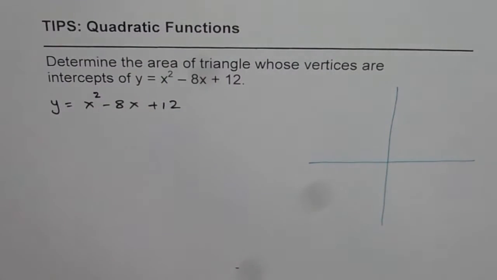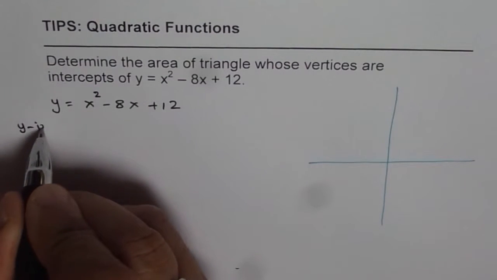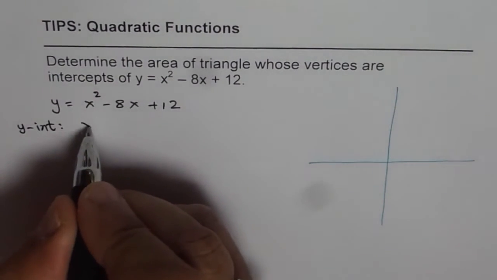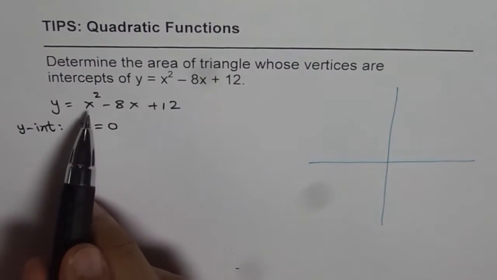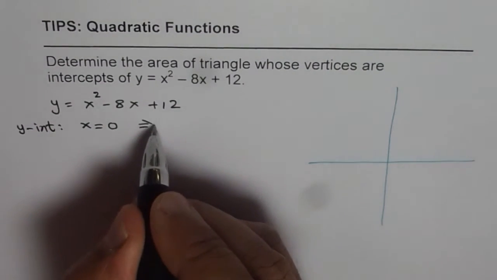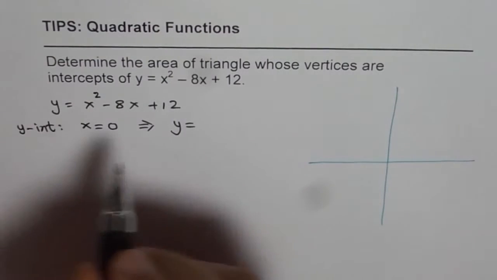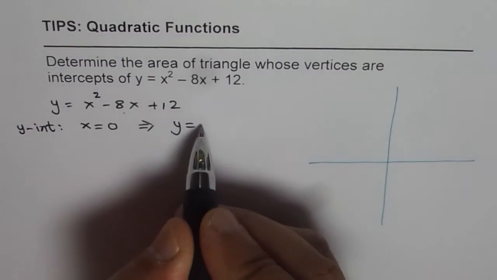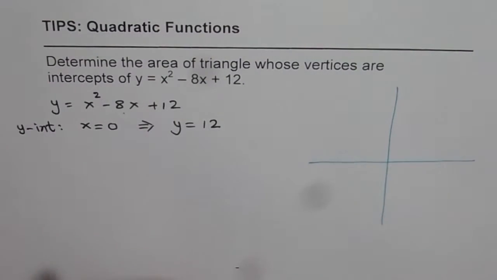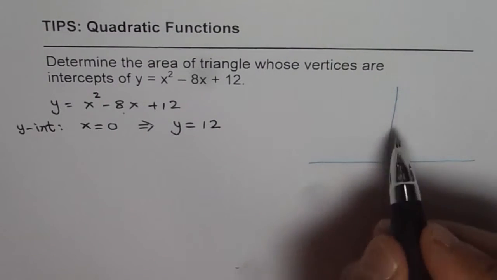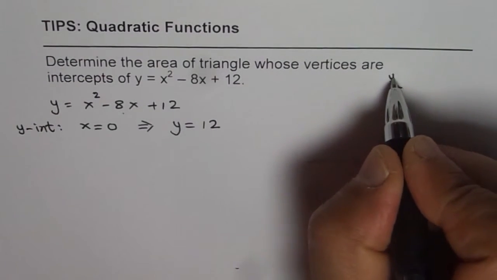So what are the intercepts? First, we can find the y-intercept. The y-intercept will be at x equals 0. If I put x equals 0, I will get y equals 12. So y equals plus 12 is the y-intercept.